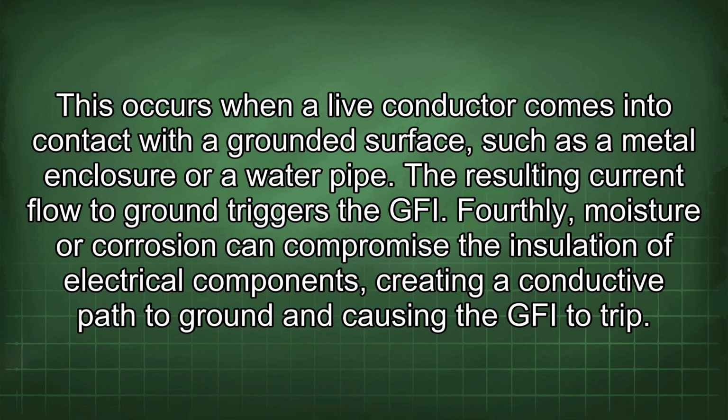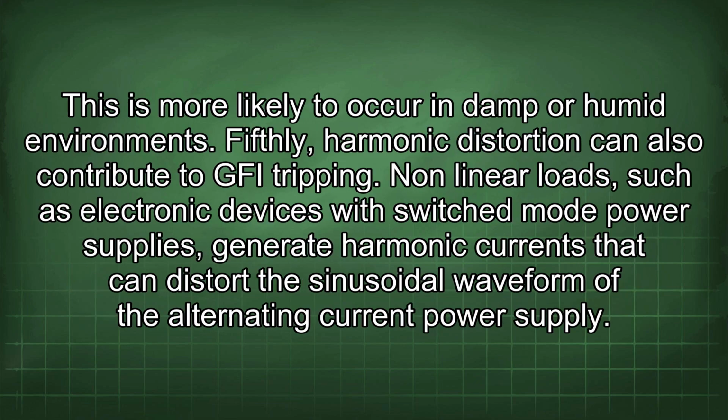Fourthly, moisture or corrosion can compromise the insulation of electrical components, creating a conductive path to ground and causing the GFI to trip. This is more likely to occur in damp or humid environments. Fifthly, harmonic distortion can also contribute to GFI tripping. Nonlinear loads, such as electronic devices with switched-mode power supplies, generate harmonic currents that can distort the sinusoidal waveform of the alternating current power supply.